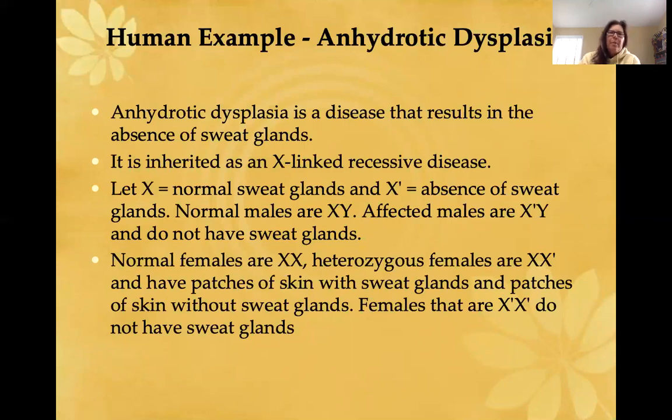Anhidrotic dysplasia. A lot of people will ask me, do we see something like this in humans? And we do, with this thing called anhidrotic dysplasia. This means they do not have sweat glands. If you have a normal X, you have normal sweat glands. If you have X prime, you have the absence of sweat glands. A male either has it or doesn't, because they cannot be carriers. They have only one X chromosome, but females could be heterozygous. If they're heterozygous, they are what we call patchy sweaters. They have patches on their skin that sweat and other patches that do not.